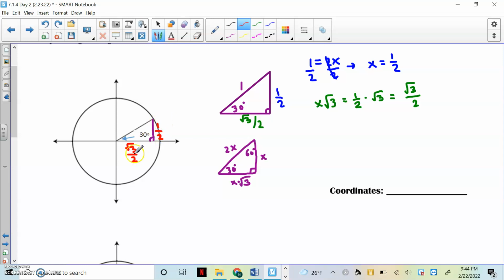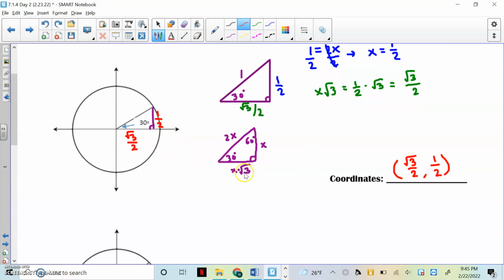So that right there gives us the coordinates. This is the horizontal, so the x, this is the vertical, so the y. So my coordinates in exact form, exact means not with decimals, are root 3 over 2 and 1/2. All right, and that's it for that triangle.